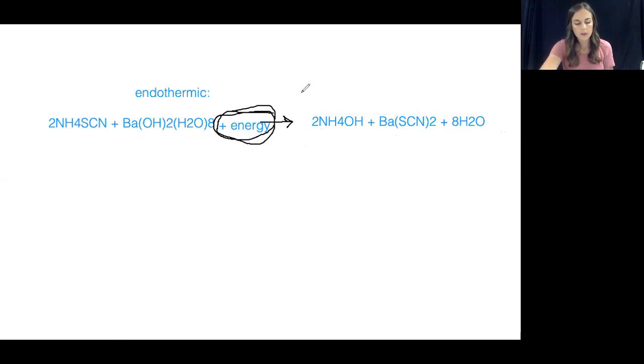So that was just some visual examples of chemical equations that would be endothermic and exothermic, so you can see where we're placing the energy with each type of reaction. Let's clear this out and talk for another couple minutes.